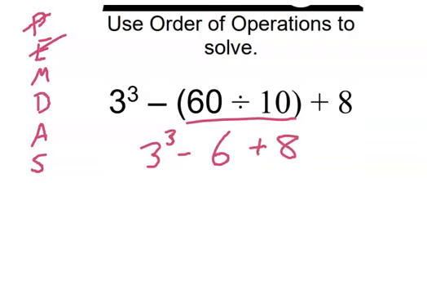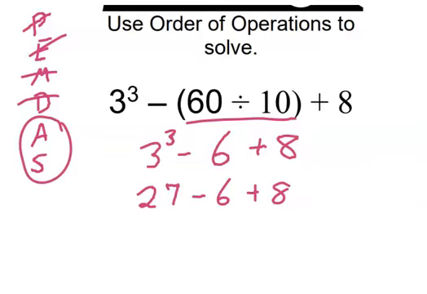Then we can do exponents. 3 to the third power is 3 times 3, which is 9. Then 9 times 3, which is 27. Okay, so we have 27 minus 6 plus 8. All right, so we don't have any multiplication or division. We do have addition and subtraction.